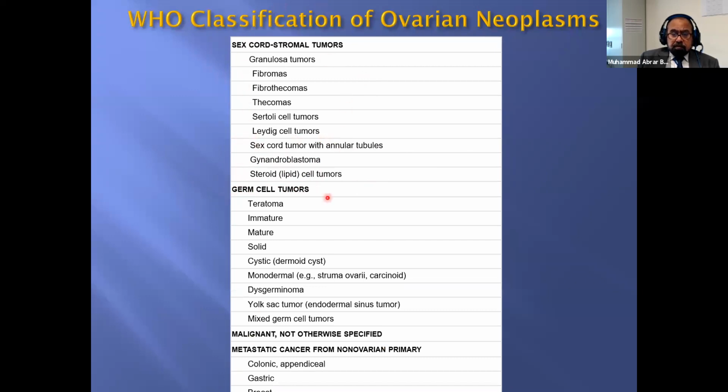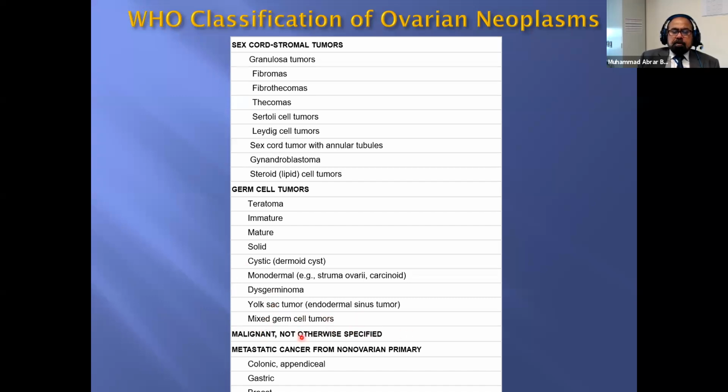This is arising from the germ cells, which are teratomas, which are immature, mature, or solid cystic. Cystic majority, they are called dermoid cyst, can happen anywhere in the body. Then we have monodermal tumors like struma ovarii or struma carcinoid. Then dysgerminoma, yolk sac tumor, or mixed germ cell. In mixed germ cell, we have more than one tumor at one time. For example, choriocarcinoma and dysgerminoma, or choriocarcinoma and yolk sac tumor. So it's a mixture of two tumors rather than one.